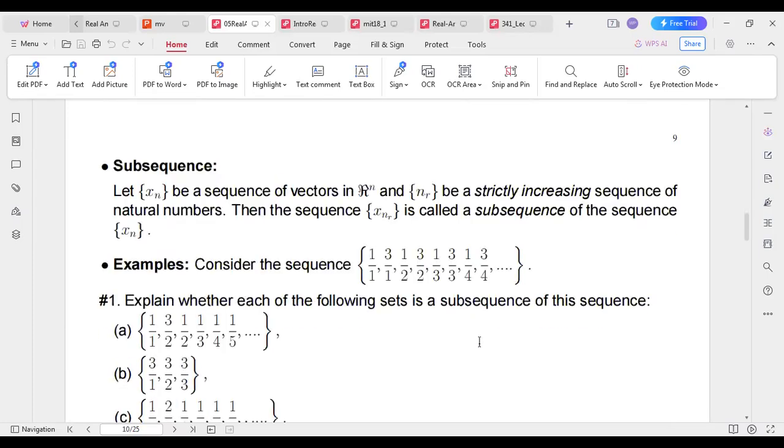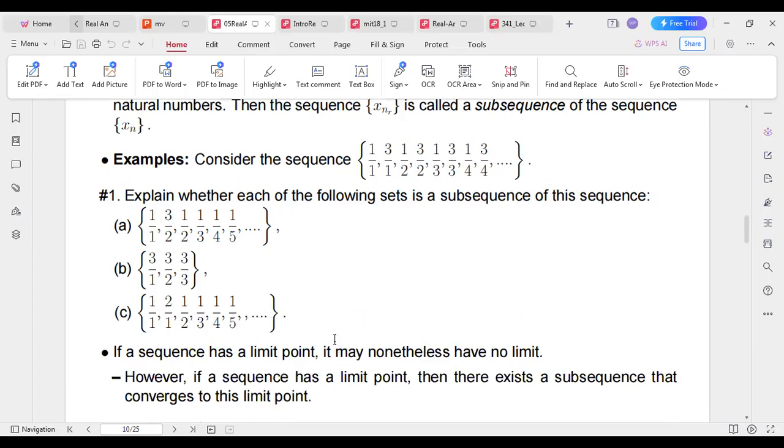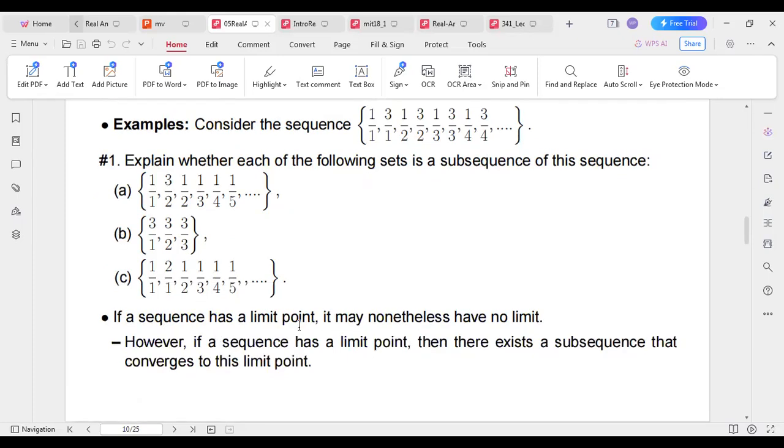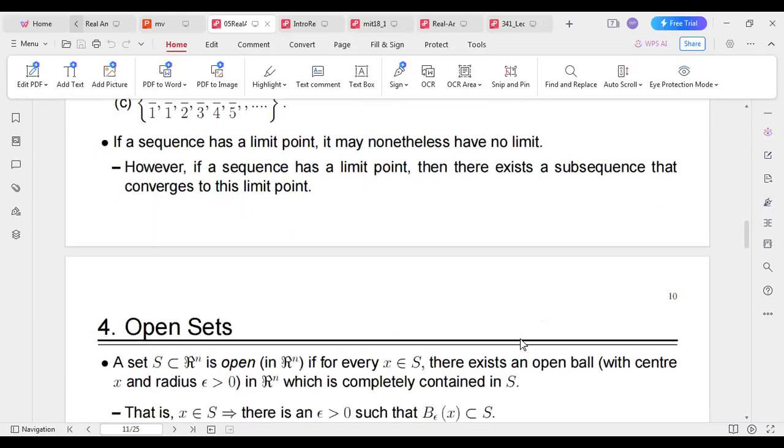Now, what is a subsequence? Let xn be a sequence of vectors in Rn and nr be a strictly increasing sequence of natural numbers. Then the sequence x(nr) is called a subsequence of the sequence. Example: consider this subsequence, and this is another example. If a sequence has a limit point, it may have no limit. However, if a sequence has a limit point, then there exists a subsequence that converges to the limit point.